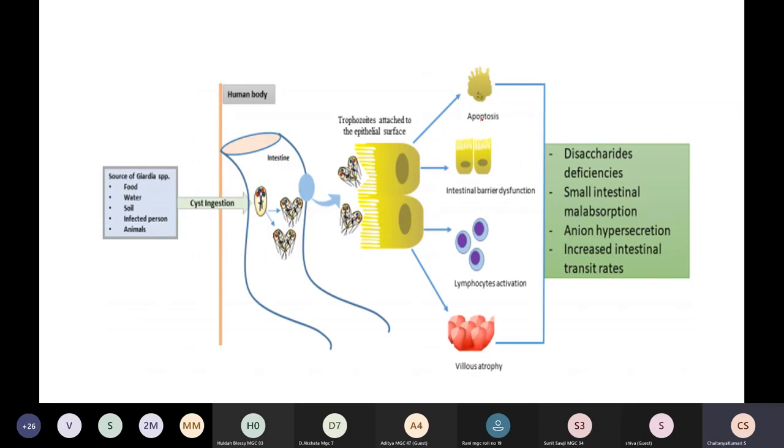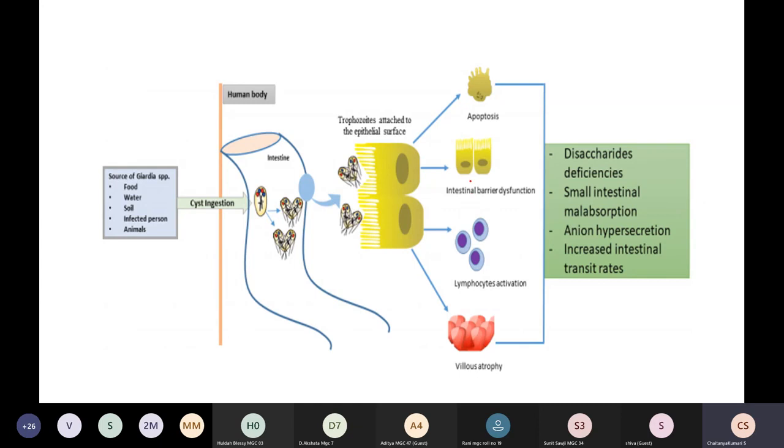Okay. Apoptosis, that is the microvilli itself will undergo self-destruction. As it is attaching to the microvilli, it will trigger some toxins and chemicals, so that the cells undergo self-destruction. On its own it will destroy the cells. That is known as apoptosis. And intestinal barrier dysfunction, that means the tight junctions will be damaged, so that the microvilli are not able to absorb the nutrients from the food, as well as lymphocyte activation.